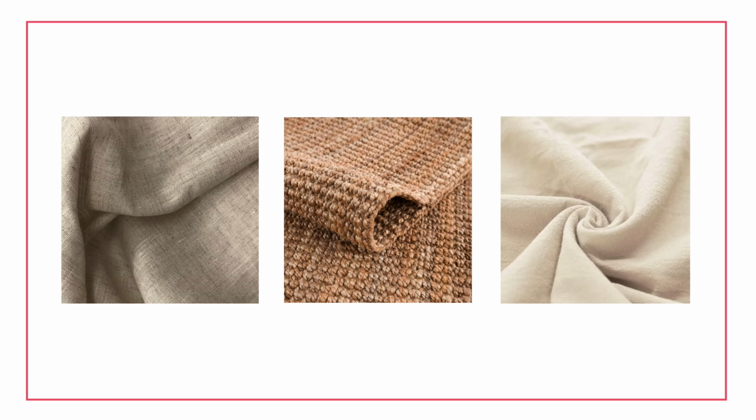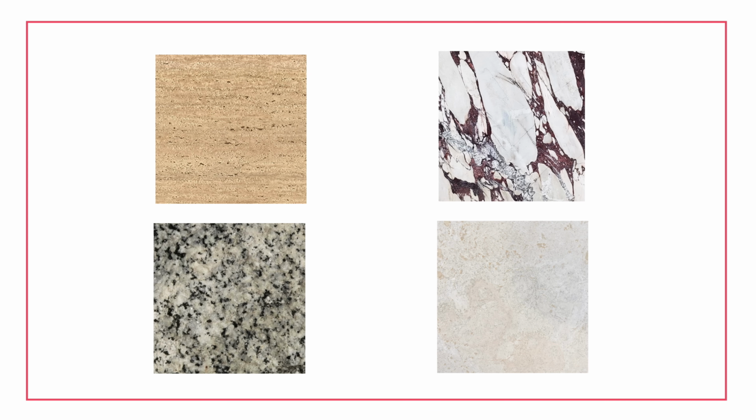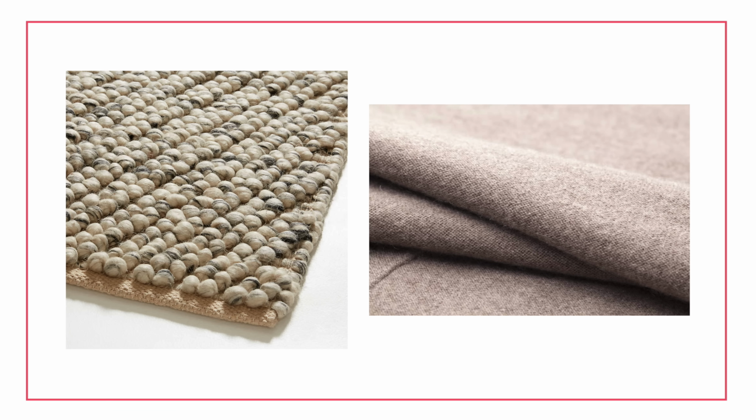Jute, cotton, linen, like I mentioned earlier, are materials frequently used in this style. Different types of stone as well, right? So granite, marble, limestone, travertine. All these different types of stone can be really fantastic in this particular style, I would say. And as well as those softer plush materials, things like wool and cotton absolutely have a place in this style too.